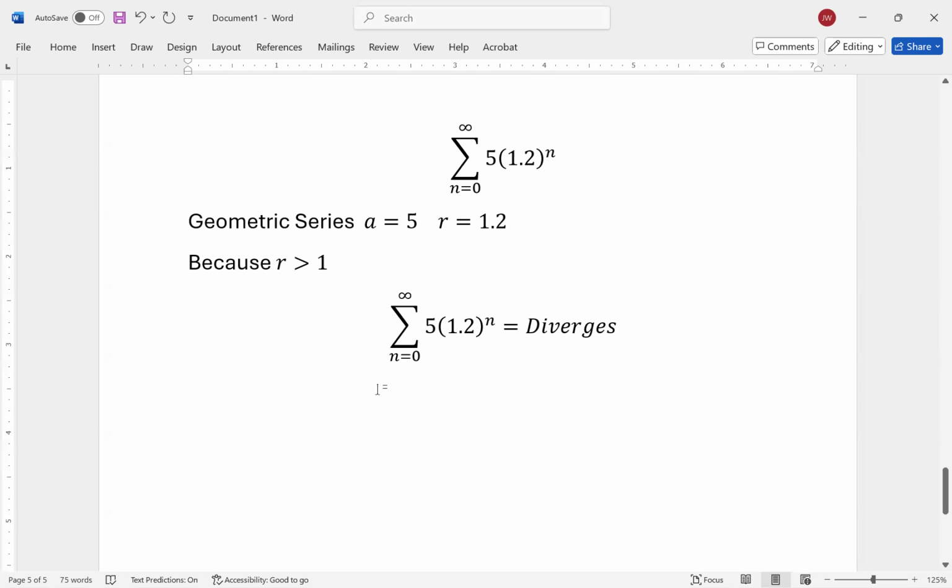So, anyways, some people will mistakenly just say, oh, it's geometric, so let's do a over 1 minus r, and they'll forget to check whether that r is less than 1 or greater than 1 in absolute value. And if you forget to check that, obviously you can get some really strange looking results. But since r is bigger than 1, this geometric series diverges.